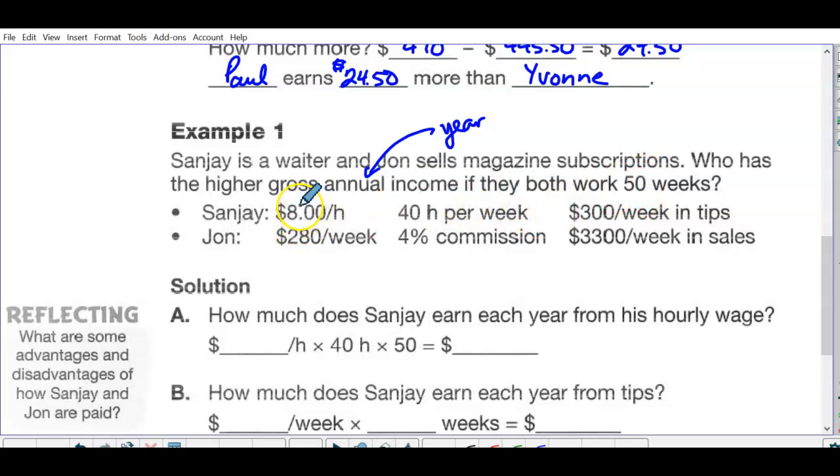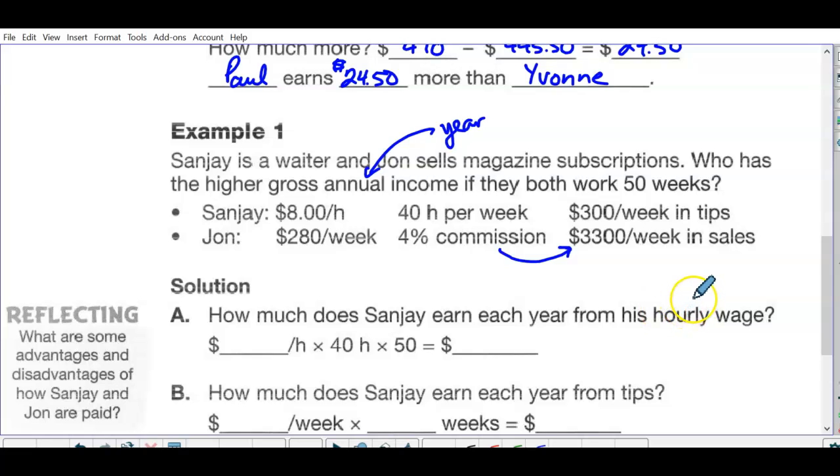So Sanjay earns $8 per hour, works 40 hours per week, and as well gets $300 a week in tips. John earns a weekly salary of $280, earns 4% commission, and the sales per week that he makes are $3,300. So we have to calculate the commission on that. This is not pay. So let's start with Sanjay.